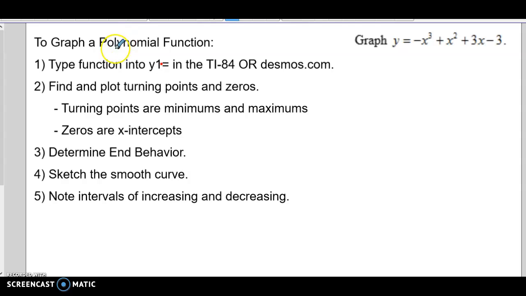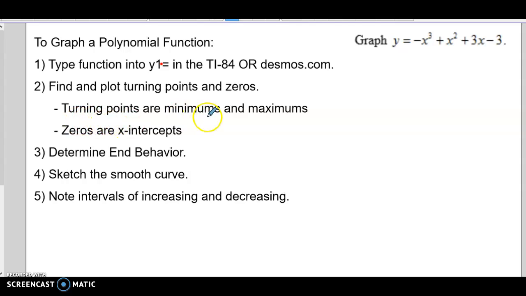So to graph a polynomial, usually we'd use the TI-84. But I'm going to use Desmos in this demo, and you're welcome to use Desmos as well. We're in a kind of weird situation, so I won't make you graph on paper. But we are still going to find the turning points and the zeros.